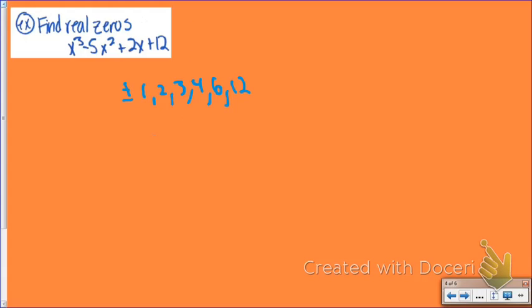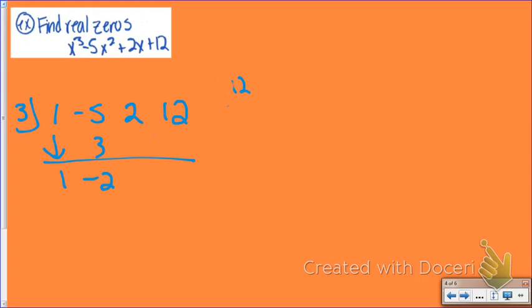So I'm going to pick one of those to start off with, and I'll just pick 3. It'll save you guys a little bit of time. So I'm going to do synthetic division with 3. So I'm going to write my coefficients. And I end up getting 0 as a remainder. So since I have 0 as a remainder, that means that x minus 3 is a factor, which means that 3 is one of my zeros. Now I don't need to write the factor because this question is just asking to find the zeros, not the factor. So 3 is one of my zeros.